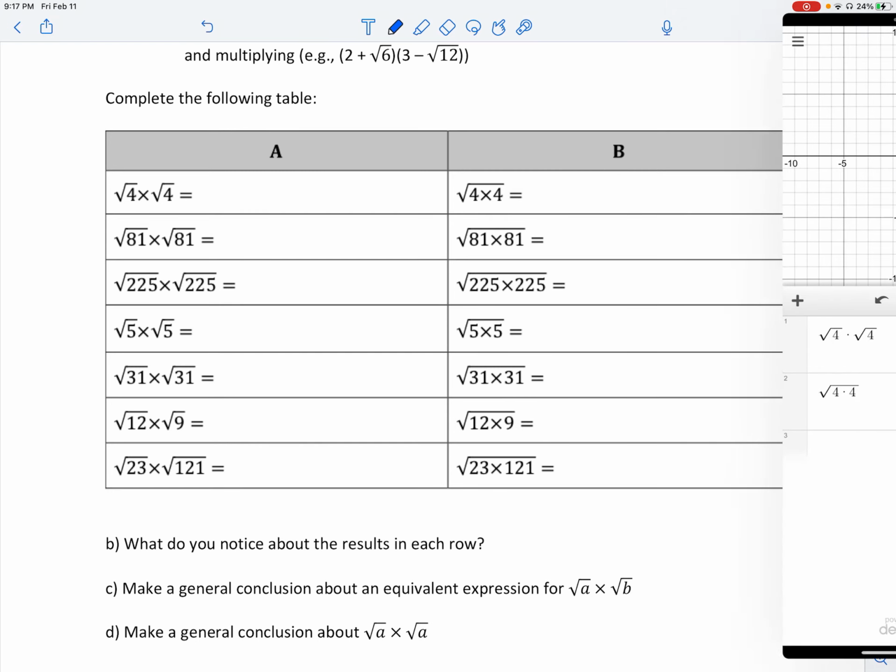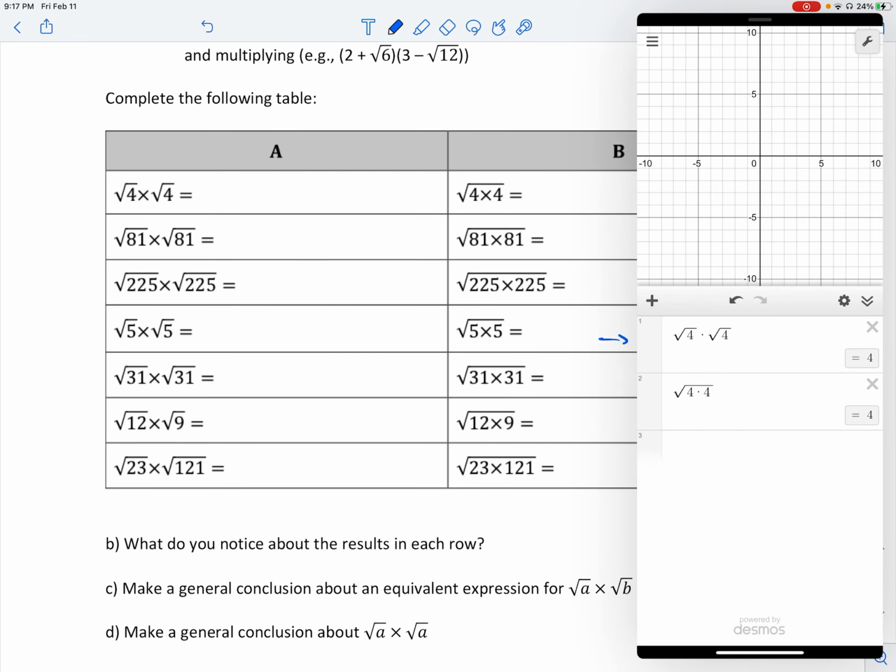The square root of 4 times the square root of 4. I plugged it into Desmos right over here, and I just got 4. Then in the next column, the square root of 4 times 4. Did that right over here, and I also got 4. So we could see those are actually the same thing.